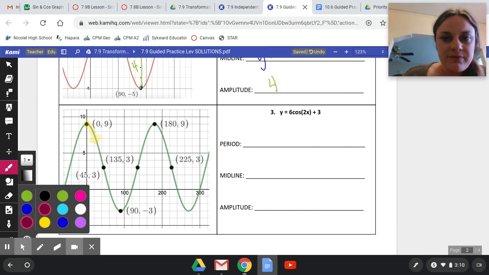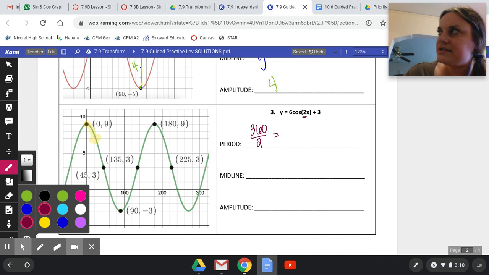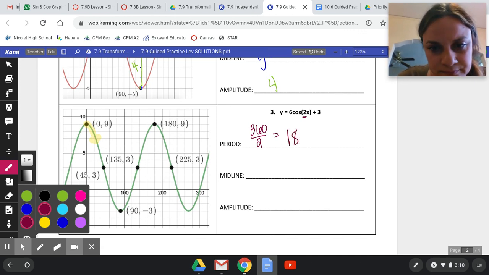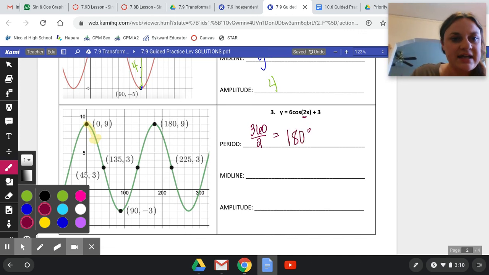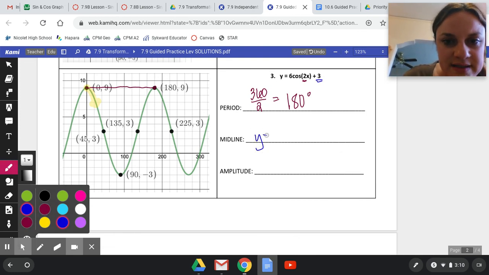Now, starting with my period, same process here. I just do 360 divided by my B value. 360 divided by 2 is equal to 180 degrees, which I can see easily here. Going between my first peak and my second peak is 180 degrees. Great. My midline, I can see right here is my K value. y is equal to K.